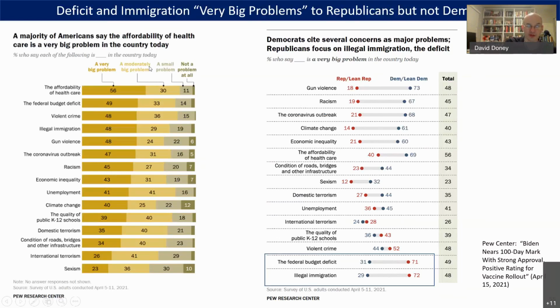And over here is when you blend both parties in the same graph. Healthcare is right at the top, which is good news for Democrats. But the budget deficit is just not something that's a priority, and Democrats have to explain why it's important to borrow the money that we're borrowing.